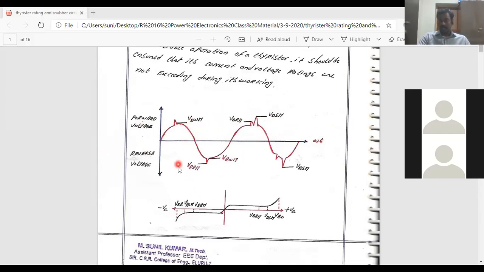Okay, so similarly in the reverse state also: VRWM is the reverse working voltage, VRRM is the reverse state repetitive maximum voltage, and VRSM is the non-repetitive surge voltage. So those voltages are going to be like this in the waveform. This will be 0 volts, this may be 500 volts, this may be 600 volts, this may be 700 volts, and this may be 1000 volts if it is the blocking voltage.